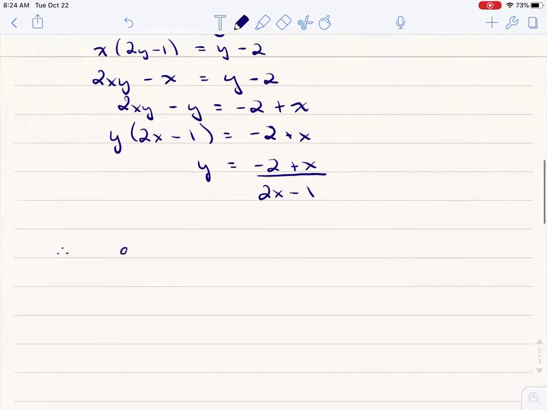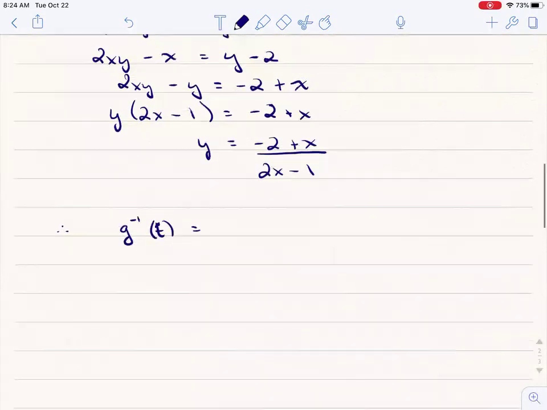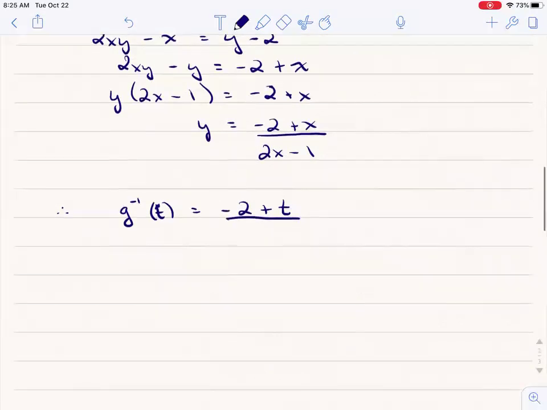Therefore, remember how we denote the inverse with a power of negative 1? g inverse of t is negative 2 plus t, and now I'm rewriting this in terms of t just because they were in terms of t before. But we said, no, we like x's, and that's fine. Over 2t minus 1.